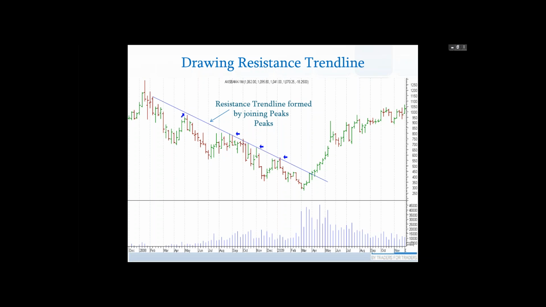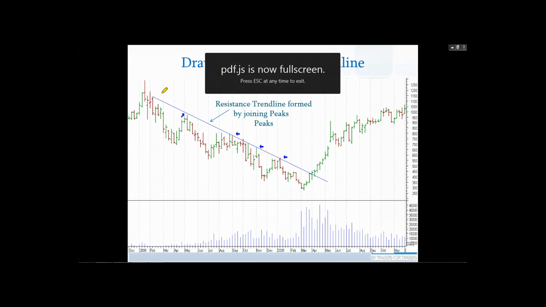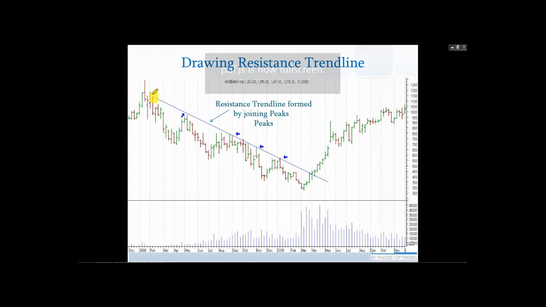Out there at your screen you are seeing how you can draw a resistance trend line. A trend line is a line which shows the trend of a particular stock. What I have done here is I have joined the peaks, or the tops of the bars, and joined a line. So as you can see, I have joined the peaks and drawn a line. This is what I have done.